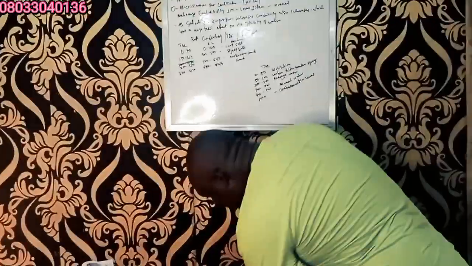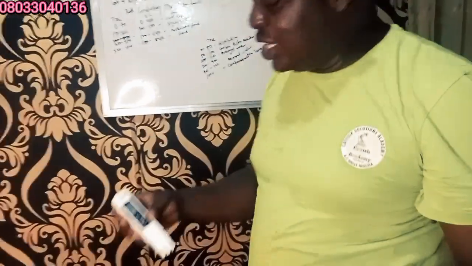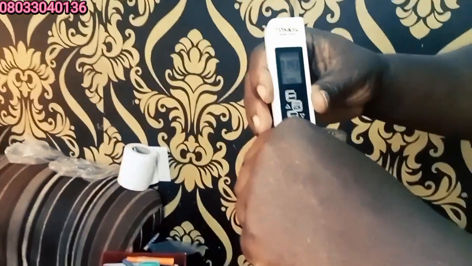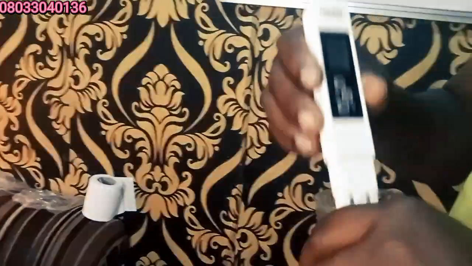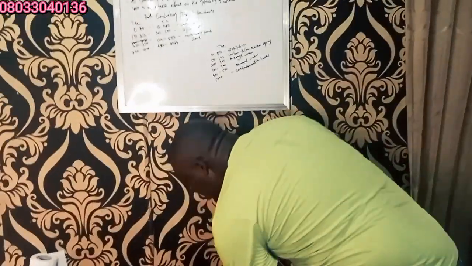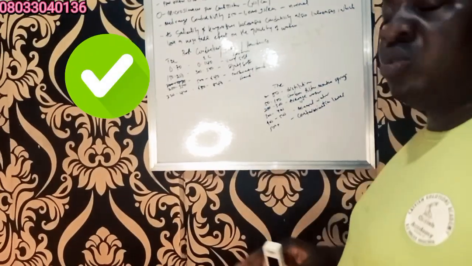Let me test for the table water. From the table water, by the time I input the table water, it tells me I have 143. So the 143 still stands between the ranges of soft water.